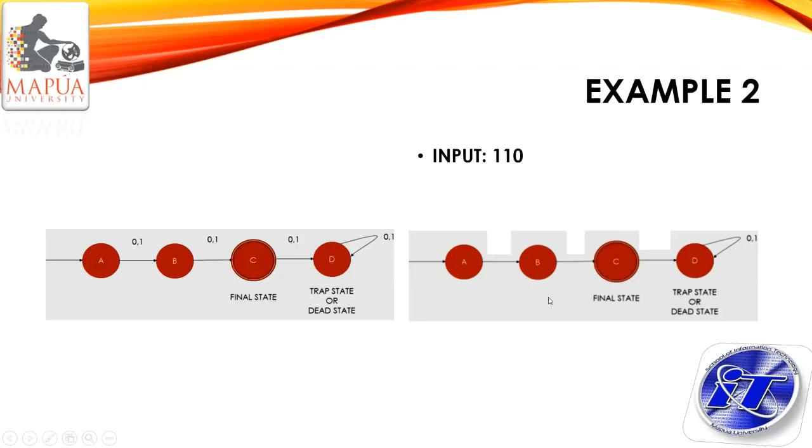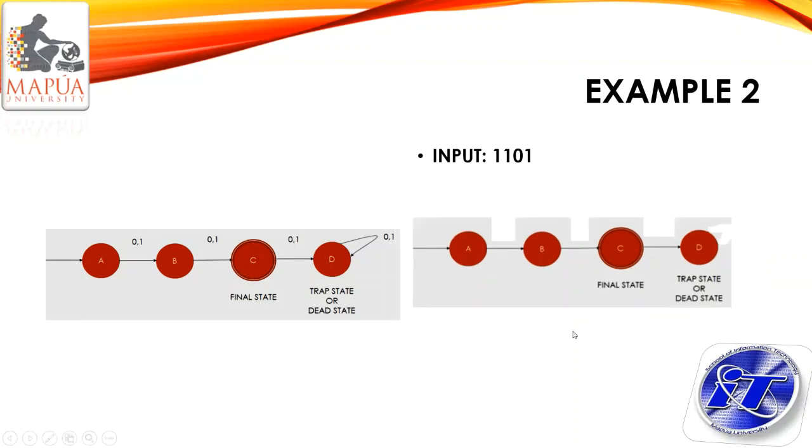Another example, 1, 1, 0. From A, carrying 1, it will go to B, again regardless of the value. Then from B to C, and then C to D for the third symbol. Since we already processed 1, 1, 0 within our automaton, and it ends in the trap state, therefore 1, 1, 0 is rejected.